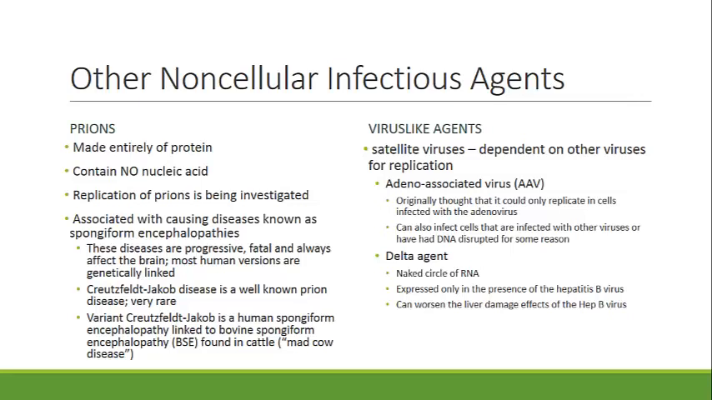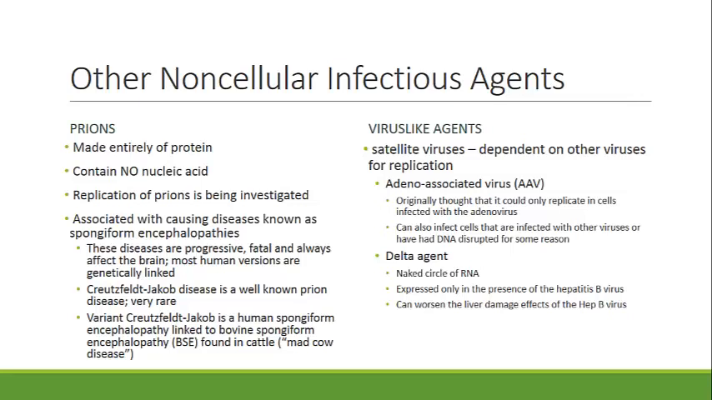They're actually dependent on other viruses for replication. So we have the adeno-associated virus, or AAV, originally thought that it could only replicate in cells infected with the adenovirus. It can also infect cells that are infected with other viruses or have had DNA disruptive for some reason. It was once only associated with adenovirus-infected cells, but now we know that this particular virus just needs some other virus in the vicinity in order to replicate.